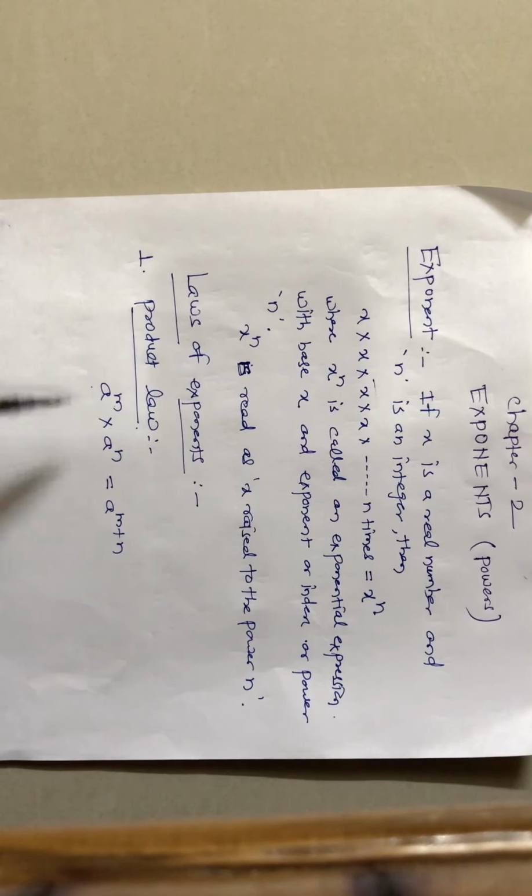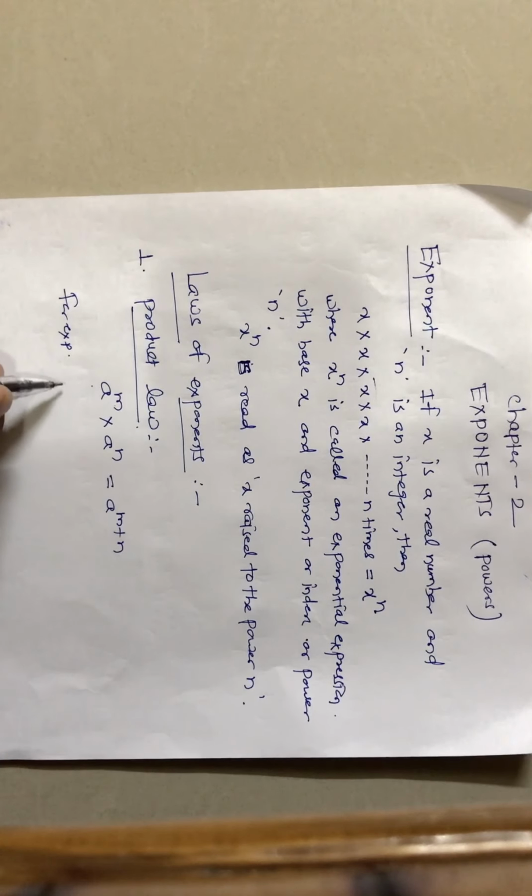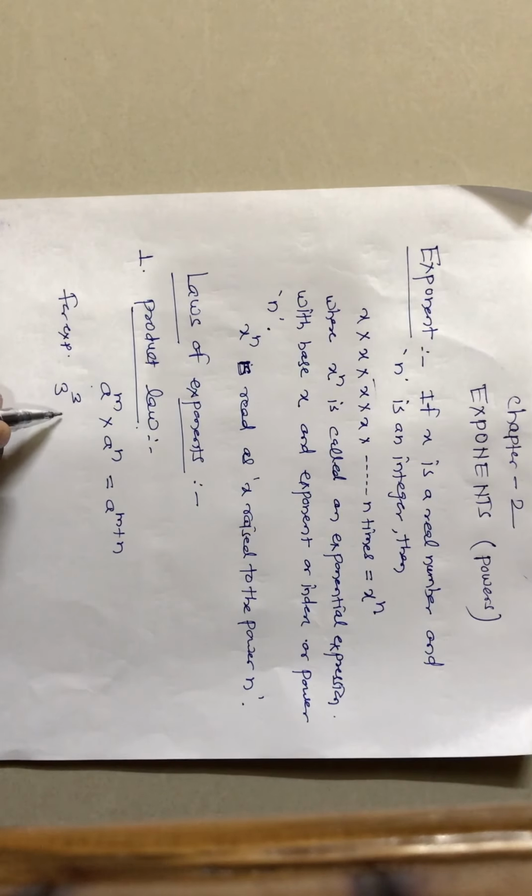For example, 3 raised to power 3 multiplied by 3 raised to power 5, which is equal to, see, bases are the same, powers are different. So according to the product law, 3 raised to 3 plus 5, which is equal to 3 raised to the power 8.